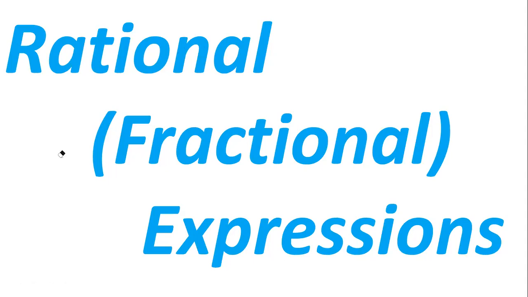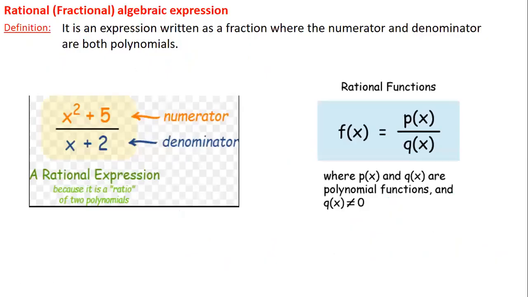Okay, so now we will start talking about rational or fractional expressions. As their name says, it is a fractional expression. What do we mean by fractional or rational algebraic expression? By definition, it is an expression written as a fraction where the numerator is a polynomial and the denominator is a polynomial. So in a fractional algebraic expression, in the numerator we have a polynomial p of x, and in the denominator we have a polynomial q of x. So this is how a fractional expression looks: f of x equal p of x over q of x.